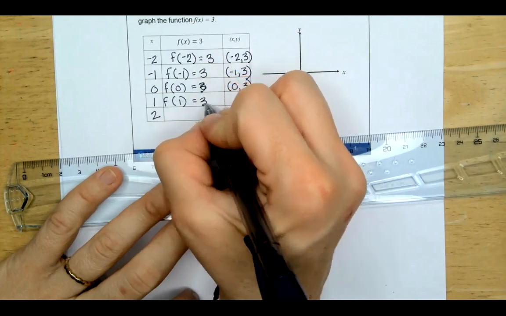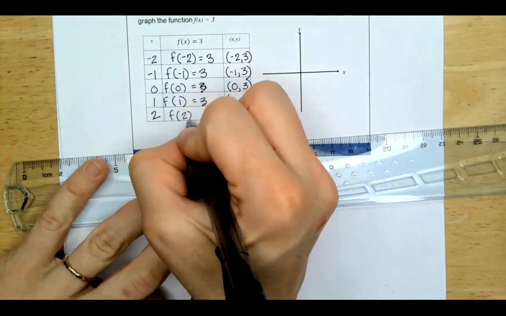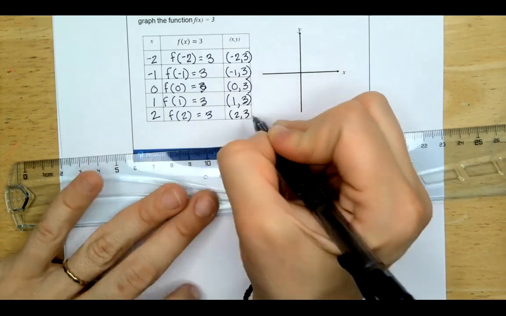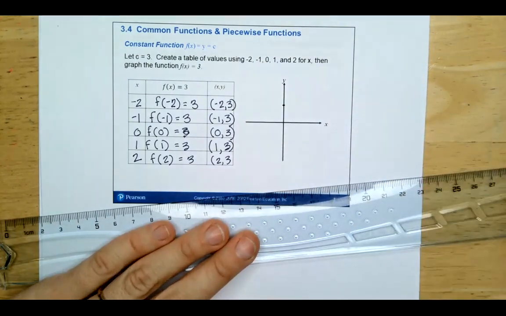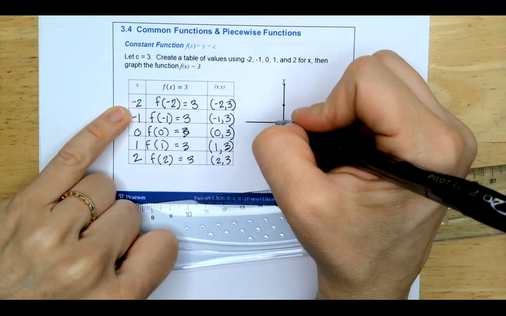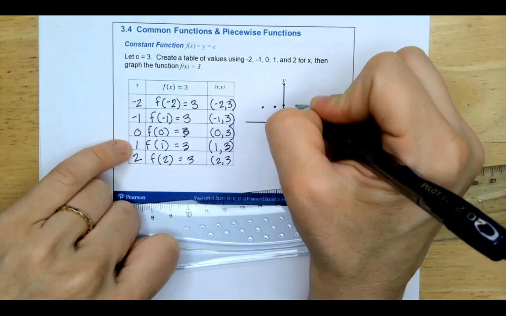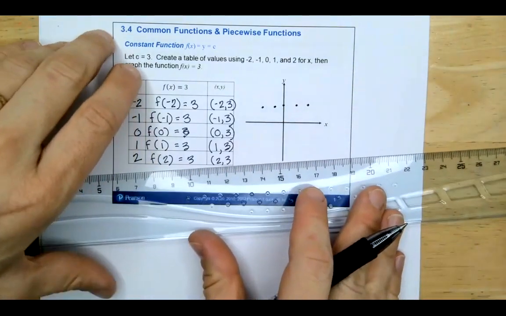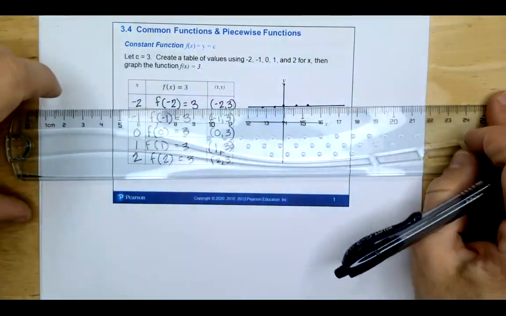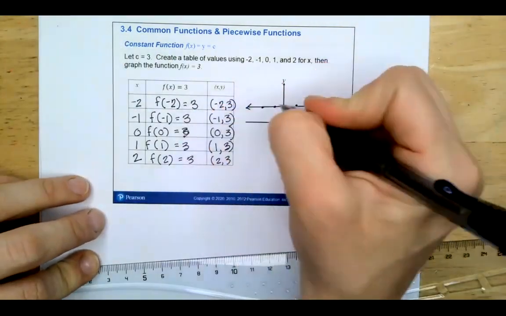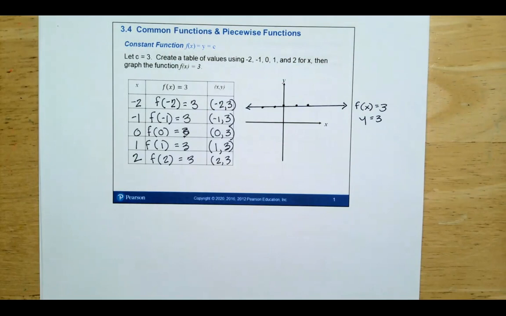As I make mistakes while I try to talk and write at the same time. When x is 2, y is still equal to 3, so that's just going to be the point 2, 3. Here's 3 on the y-axis. So -2, 3 is maybe here. -1, 3, 0, 3, 1, 3, and 2, 3. I can't really reliably make a straight line. Graph the function f of x equals 3 is going to look like this because it's just y is 3 no matter what x is.